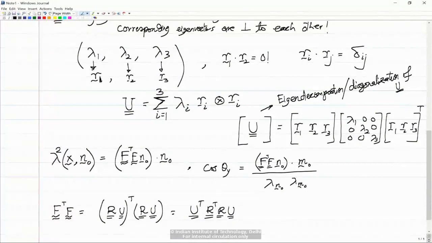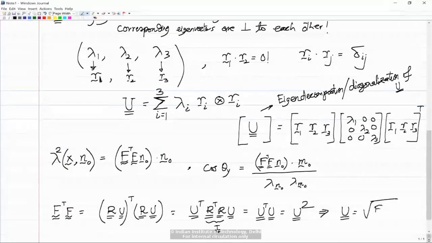Remember, rotation tensors are orthogonal tensors, and they have the property that the inverse of R is the same as R transpose. Therefore, R transpose R is identity, which means this is equal to U transpose U, or U square because U is symmetric. This is such a nice thing, which also means U is simply the square root of F transpose F.